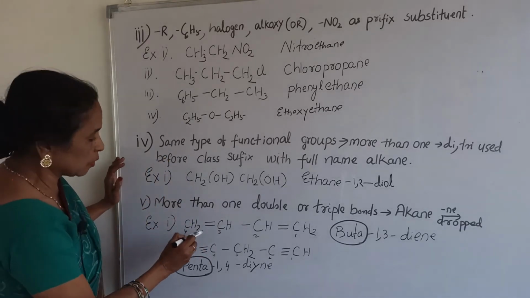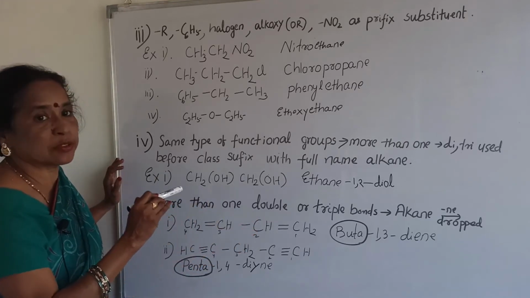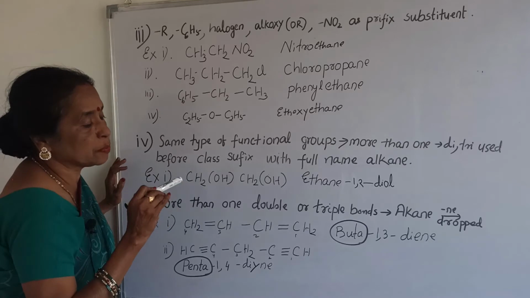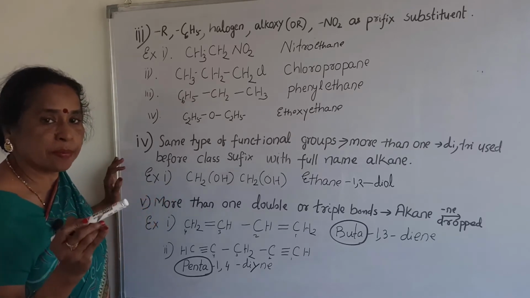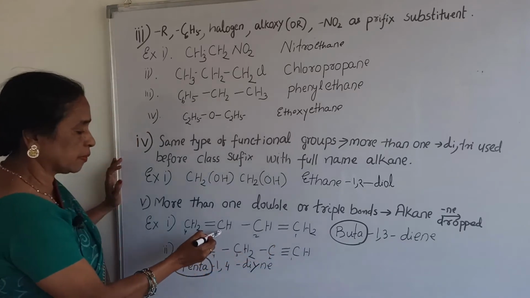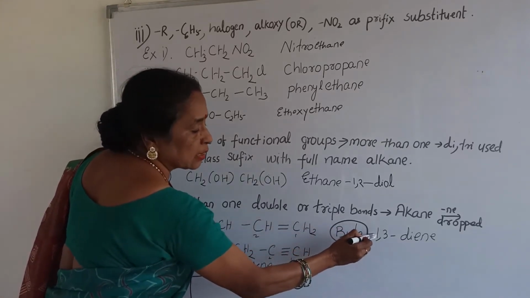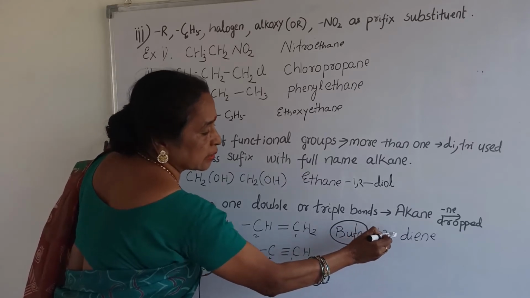Let us see this one, which contains 1, 2, 3, 4, that is 4 carbon atoms. That is why it is butane, ne dropped, buta. And after 1 there is a double bond, after 3 there is a double bond, that is why buta-1,3-diene.